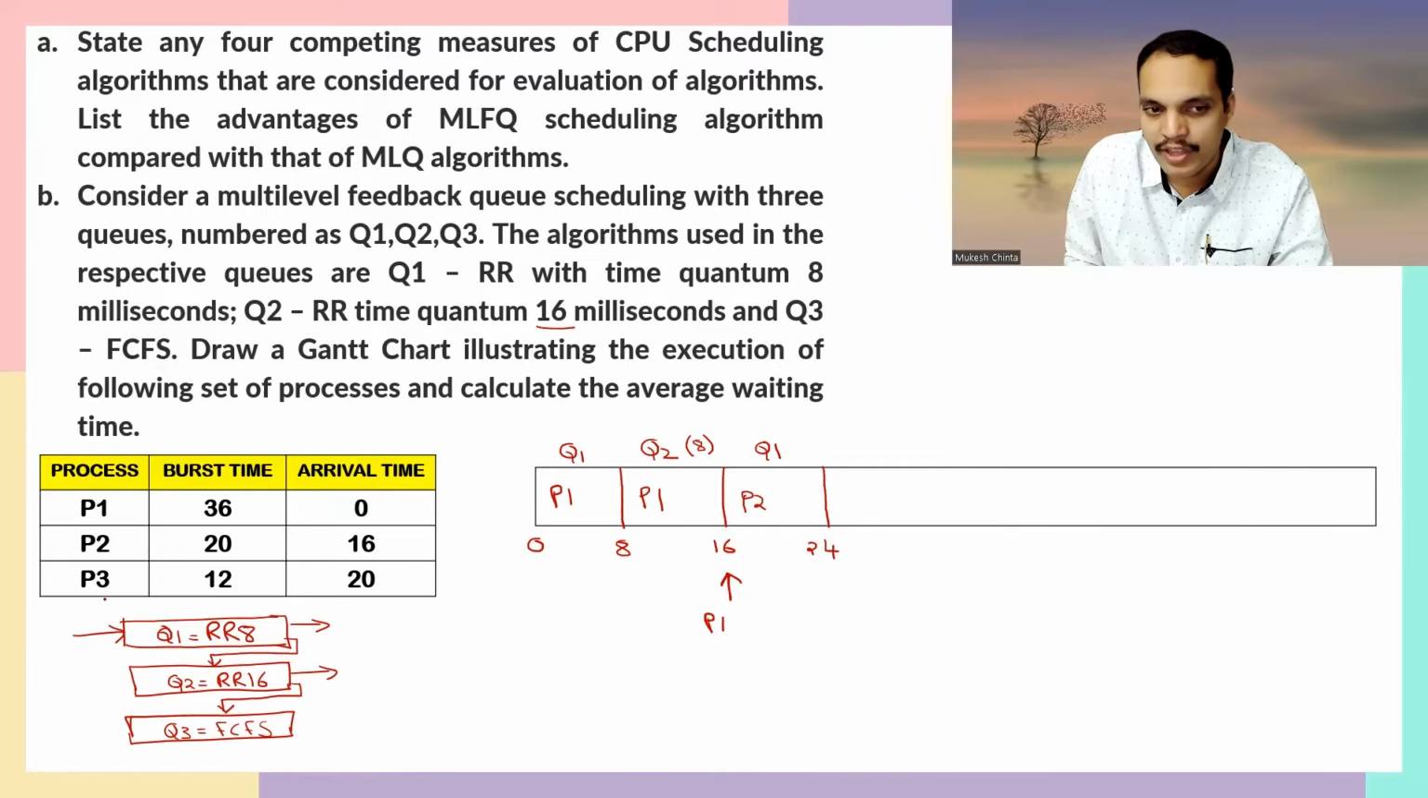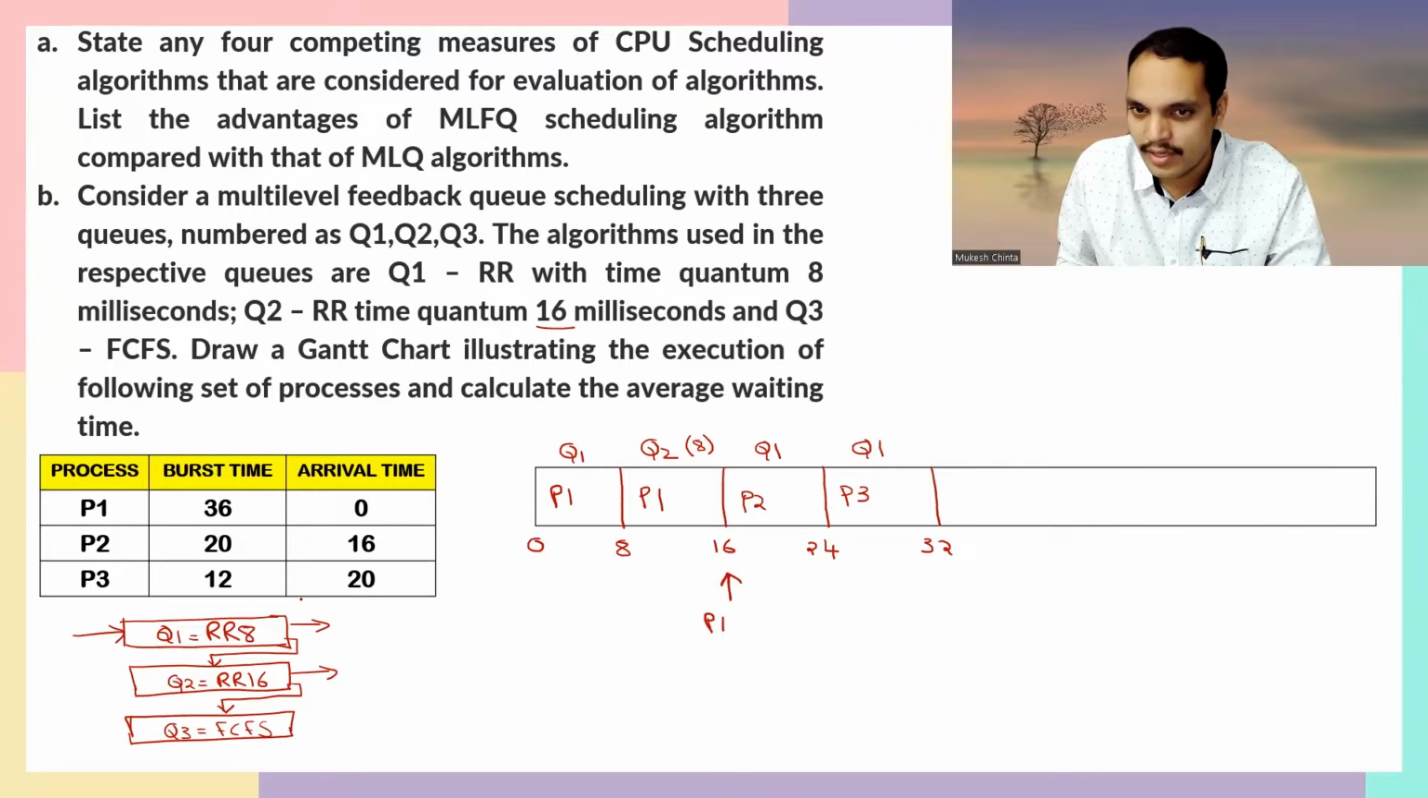By 24, P3 also has arrived into the Q1. So next goes P3, which once again takes till 32. This is Q1. Now at 32, all the processes in Q1 are done. There are no more processes, isn't it? Now we move to Q2.